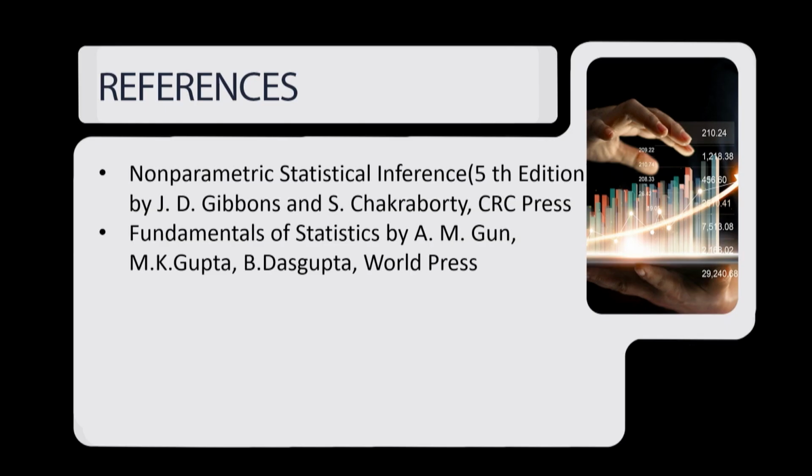So these are the references once again: Non-parametric Statistical Inference by J.D. Gibbons and S. Chakraborti, and Fundamentals of Statistics by Goon, Gupta and Dasgupta, World Press. For beginners like you, I would suggest you just stick to Fundamentals of Statistics. It is very neatly written and quite understandable. I would personally recommend you go through this book.